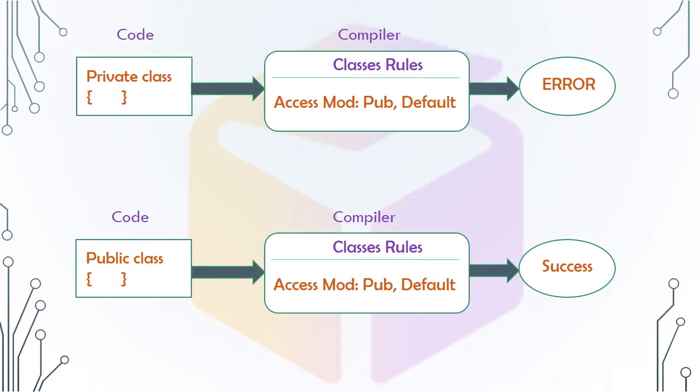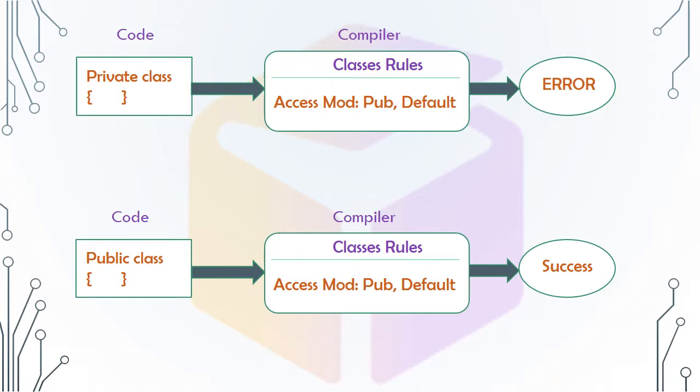But in the second instance, the access modifier is public. So when the compiler checks the class rules, if the access modifier is public or default, then there is success of the compilation process. Reflection API plays its part over here.